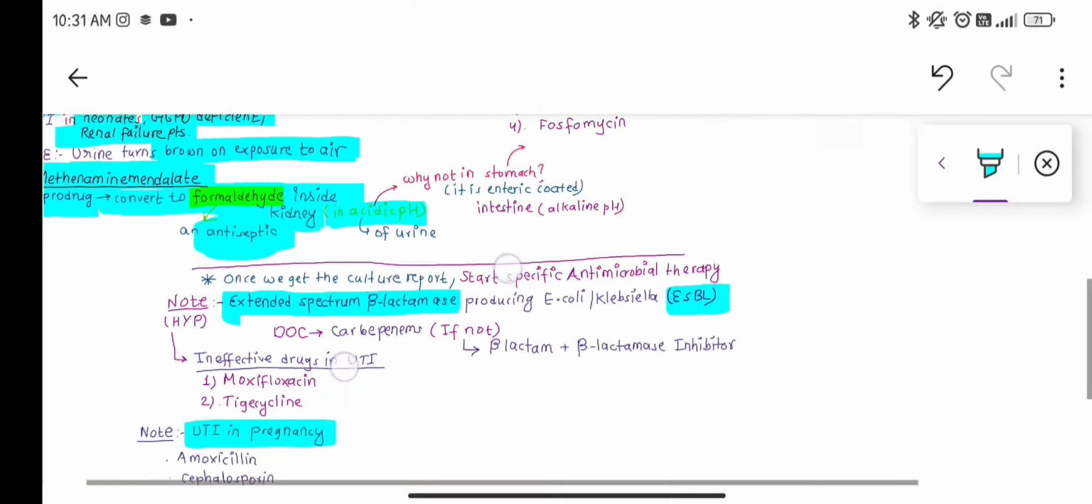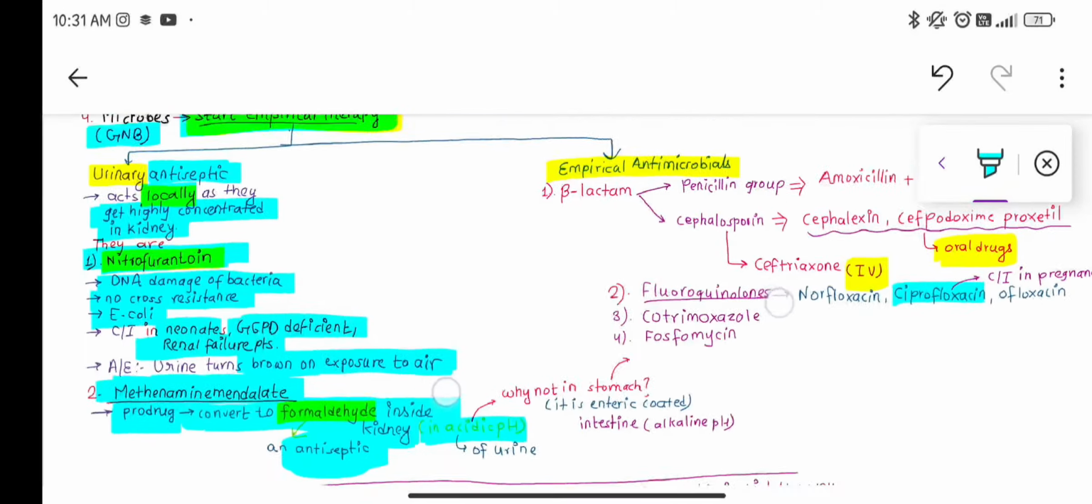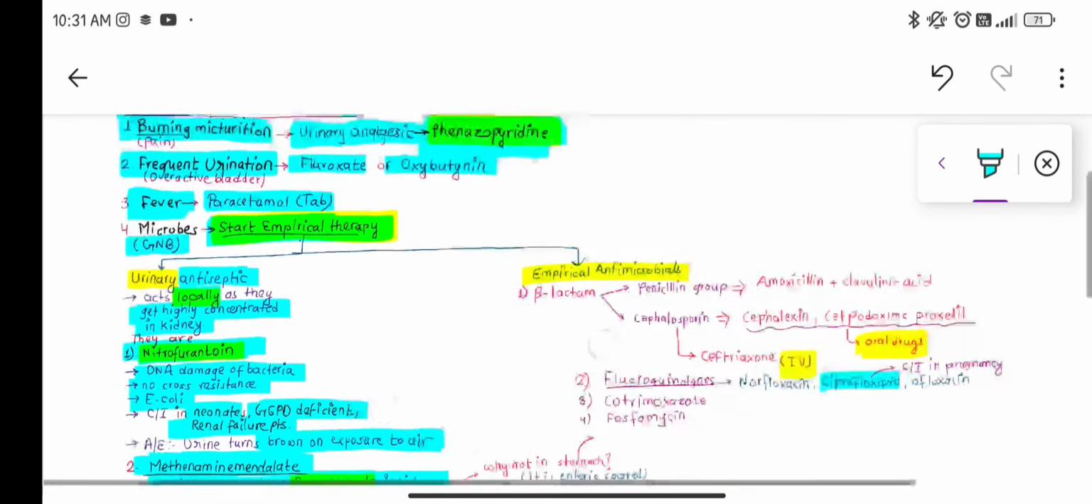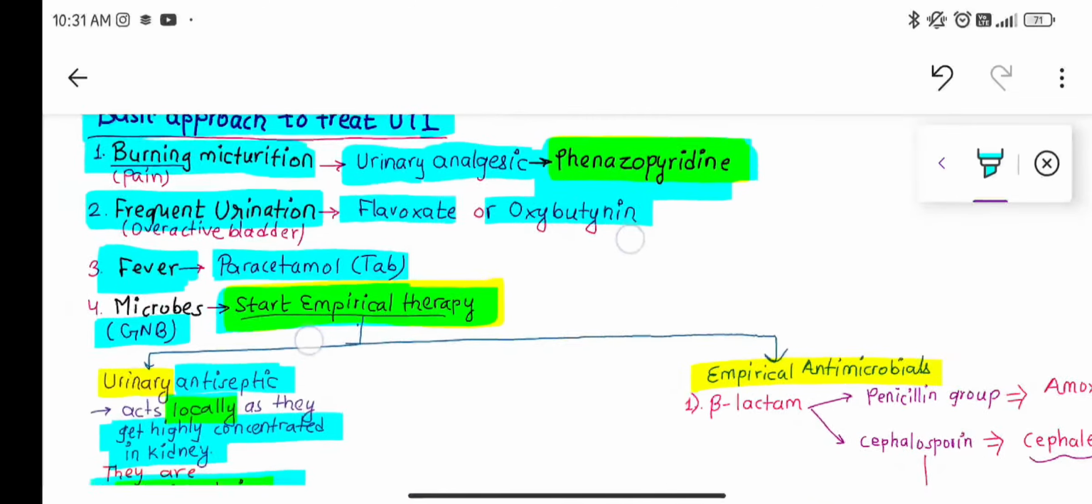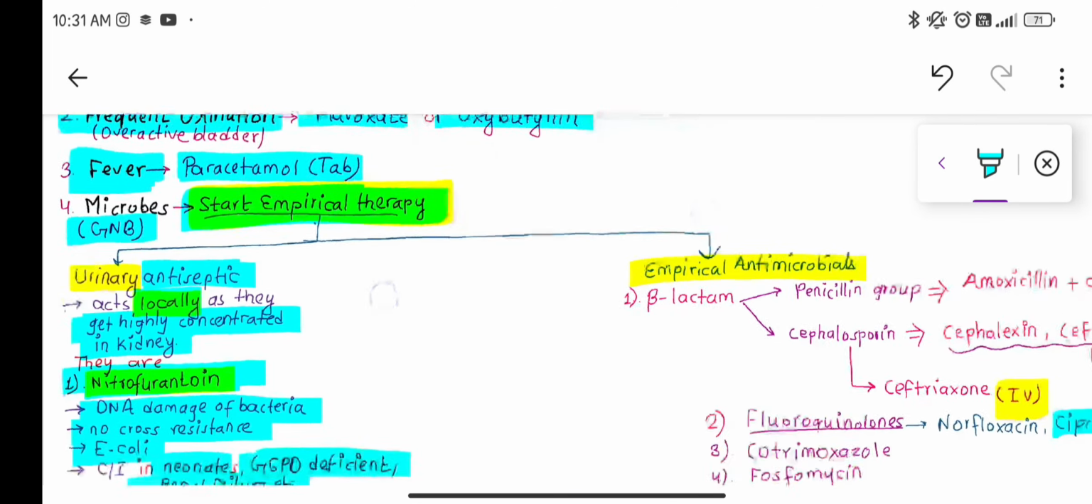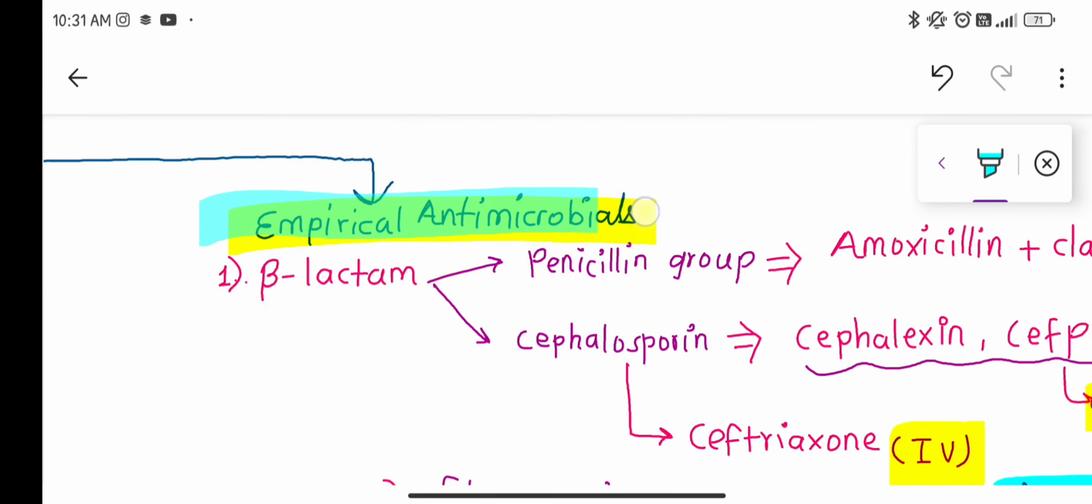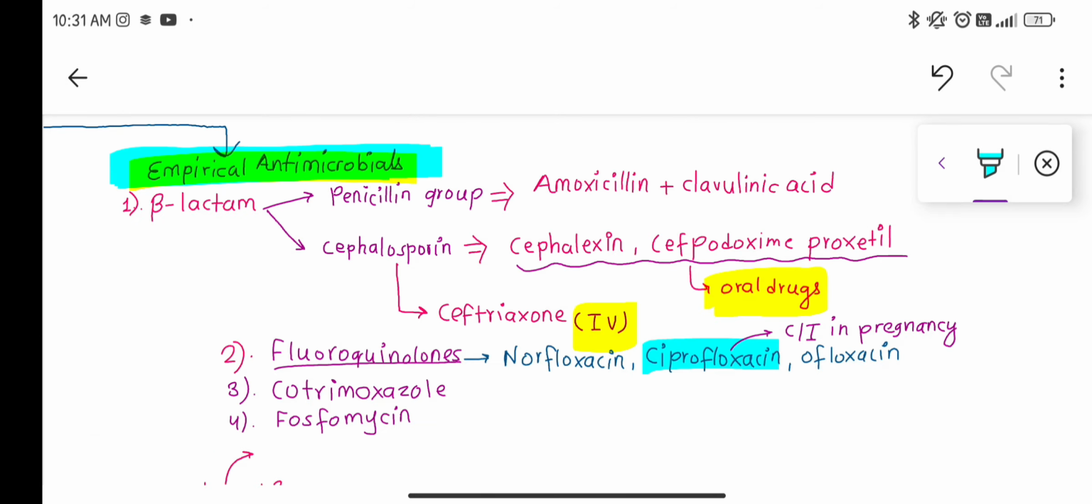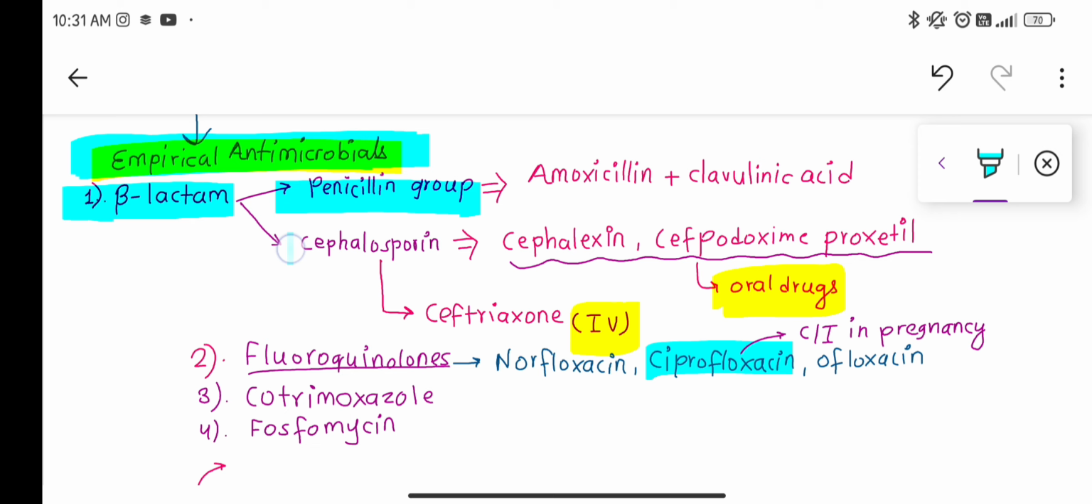Now first we have treated the pain. Okay, we have treated what? First we have treated the burning micturition, then we have treated frequent urination, then fever, then microbes. For microbes we have one urinary antiseptic, then we have the empirical antimicrobials. In the empirical antimicrobials we have beta-lactam antibiotics. In the beta-lactams we have the penicillin group and cephalosporins.